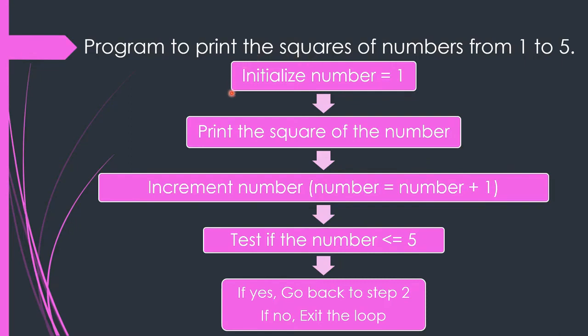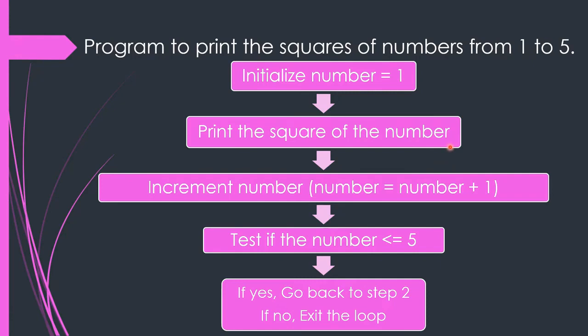The first step is initializing number. This step is common and the same in both of the loops. In the while loop as well as the do while loop, we initialize the variable first. Here our variable is number and we have initialized its value as 1. Then in our second step, we print the square of the number.